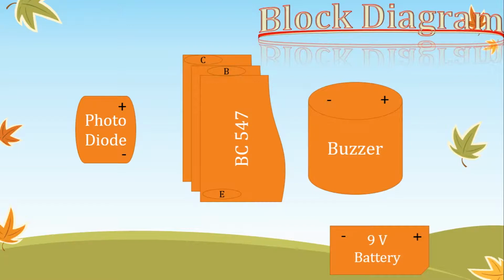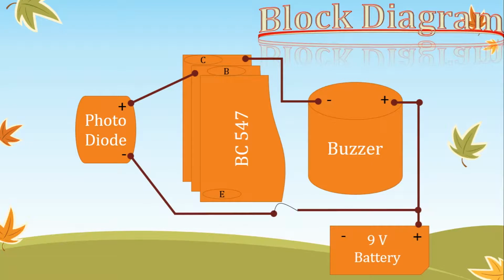So the positive terminal of the photodiode is connected to the base of the BC547 transistor, and the collector of the BC547 transistor is connected to the negative of the buzzer, and the positive terminal of the buzzer is connected to the positive terminal of the 9-volt battery. Moreover, the negative terminal of the photodiode is connected to either the positive terminal of the battery or the positive terminal of the buzzer. Both are equivalent. And finally you can connect the emitter terminal of the BC547 transistor to the negative terminal of the battery. So this completes the internal connection of the components of this project.